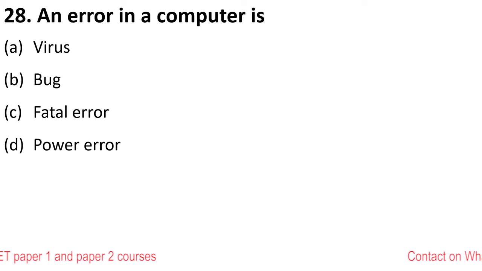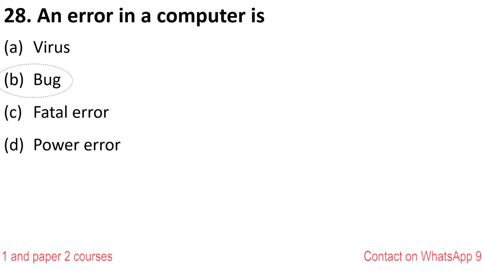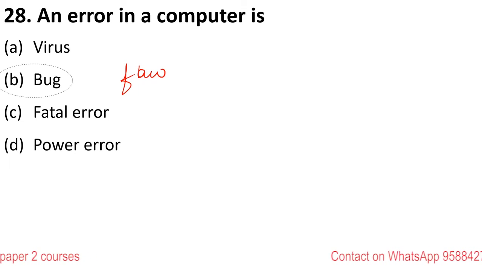An error in a computer is it a virus, bug, fatal error, or power error? The right answer is option B, bug. Bug means any flaw. Okay, the computer is designed to do a specific task. If it is not doing it correctly or properly, we can call it a bug.